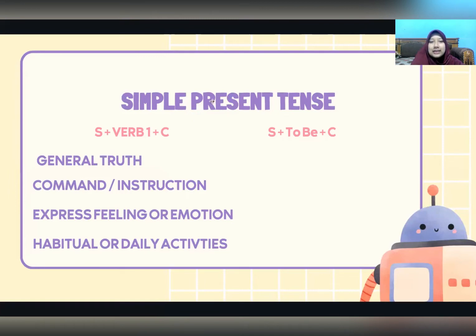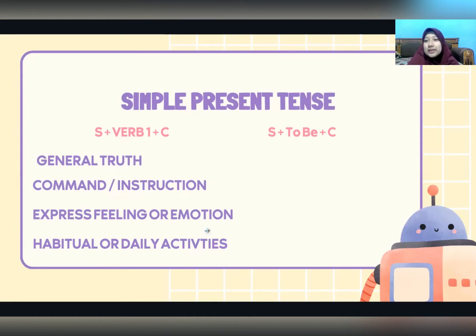Simple present tense has a formula: subject with verb 1 and complement. Or it can be a subject with a to be and complement. So these are the functions of the simple present tense. First is to express or explain a general truth, to give comment or instruction, to express a feeling or emotion, and last is to explain a habitual or daily activity.